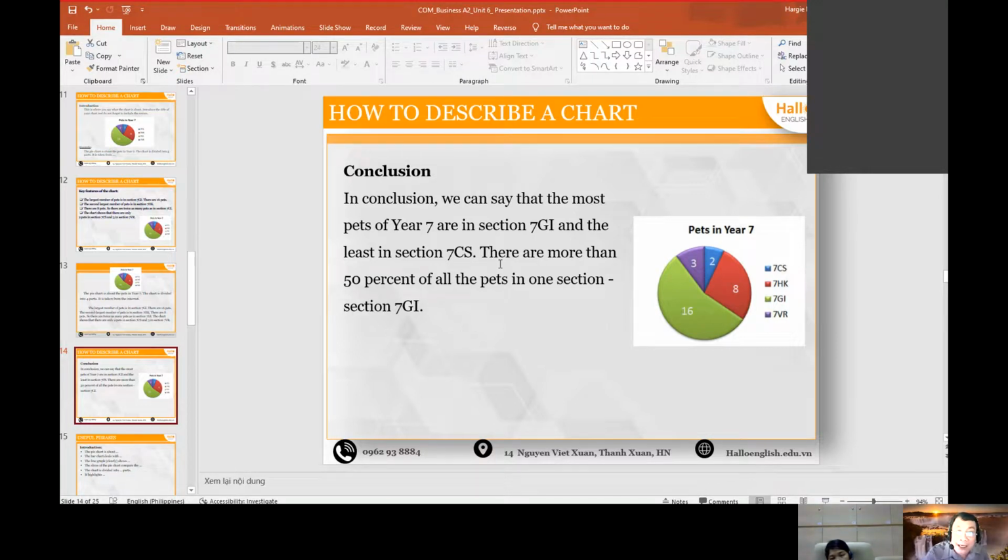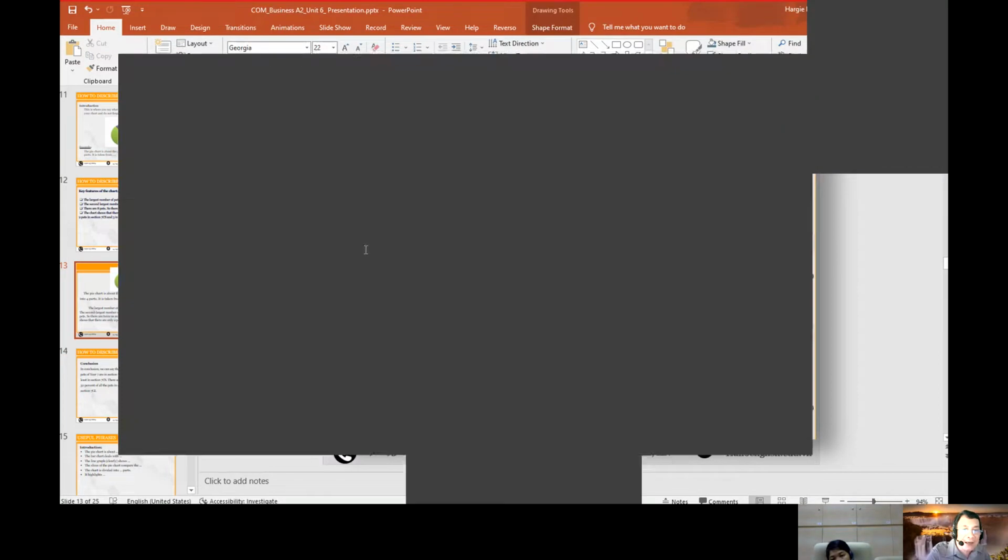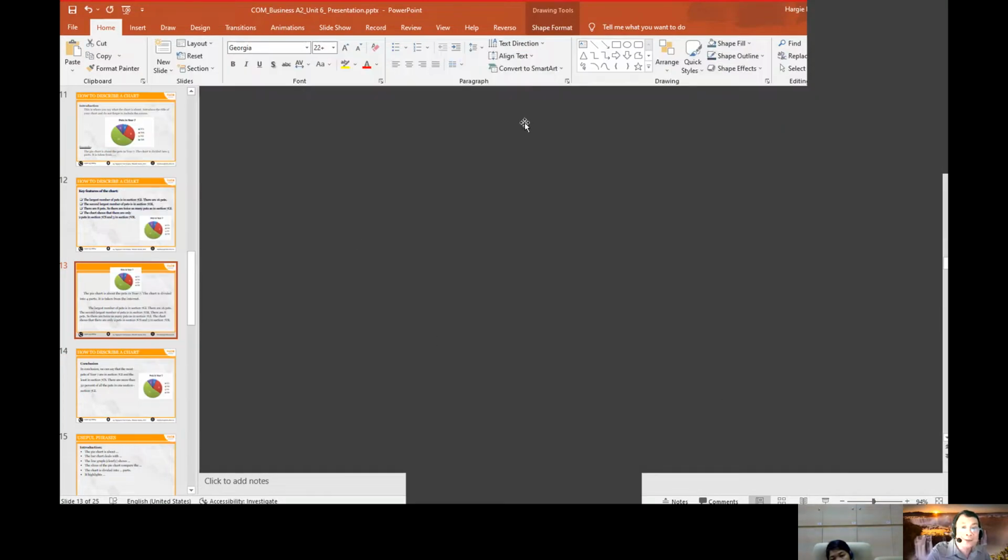And therefore you are going to say there are more than 50% of the pets in section 7GI. So where are we going to put the conclusion now? We're going to copy this one and put it in here as part of your conclusion.